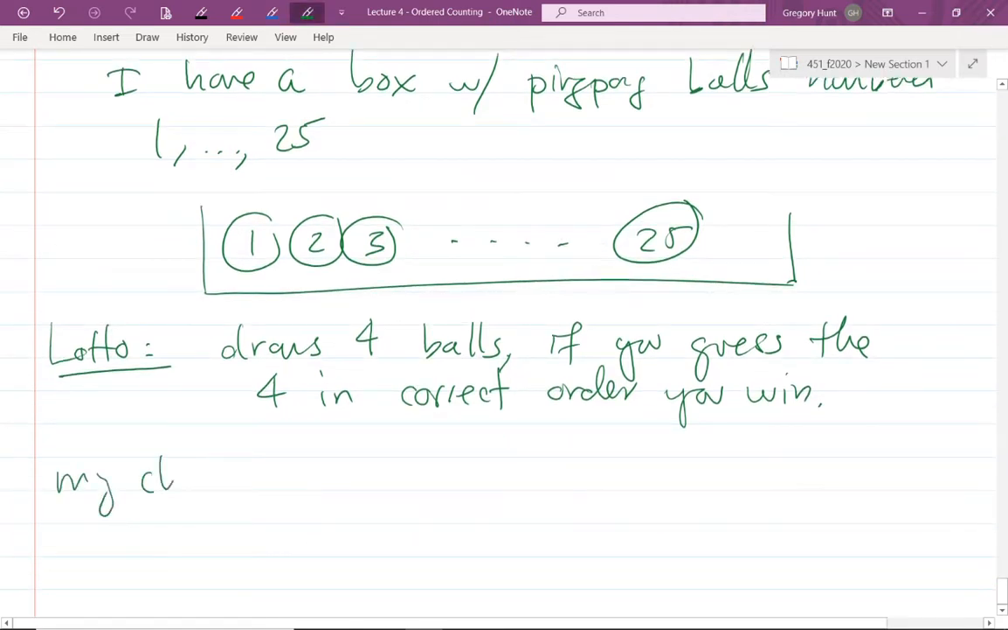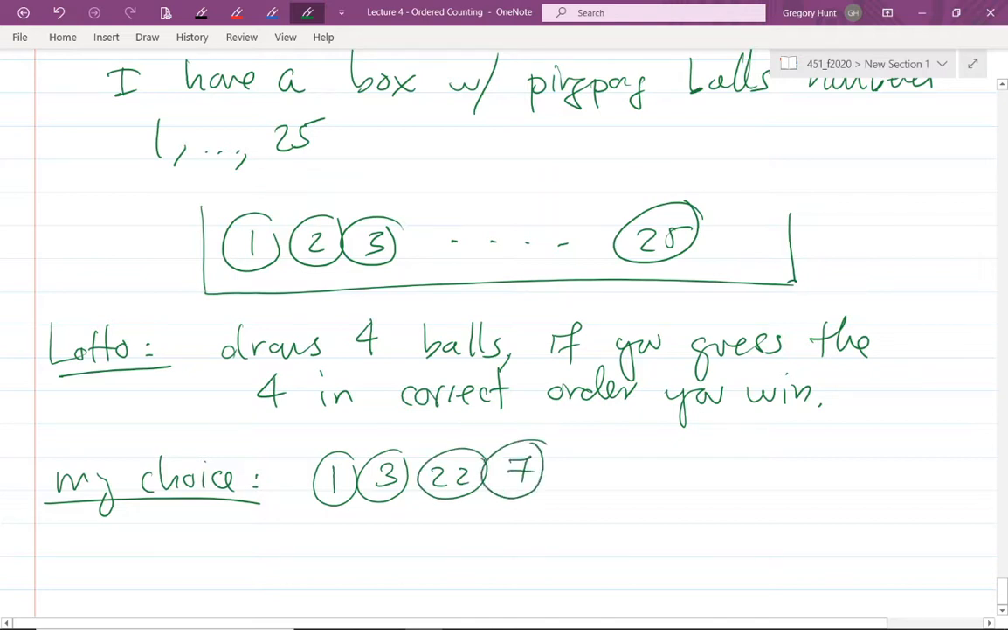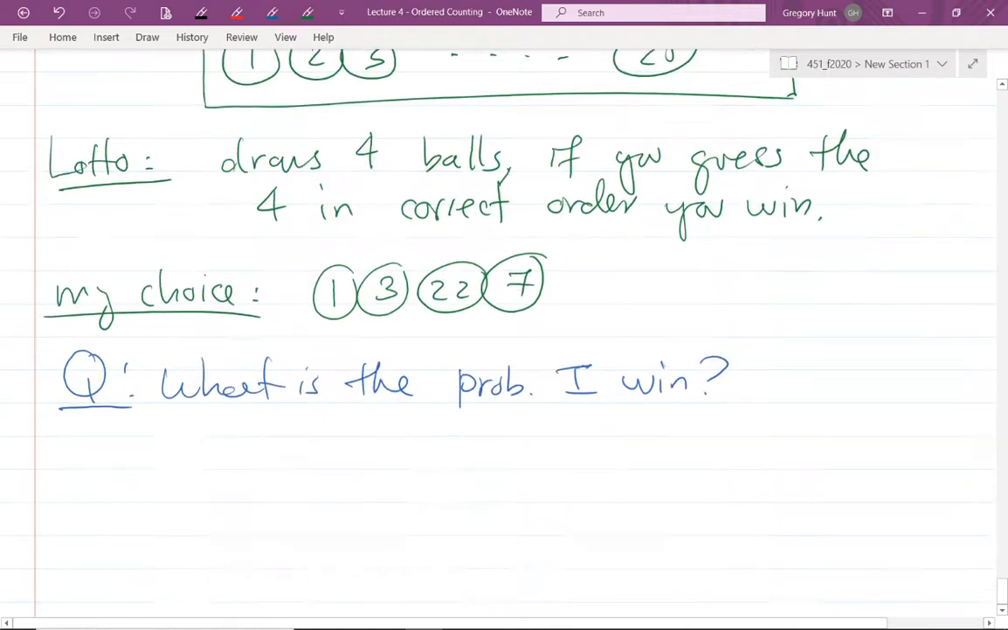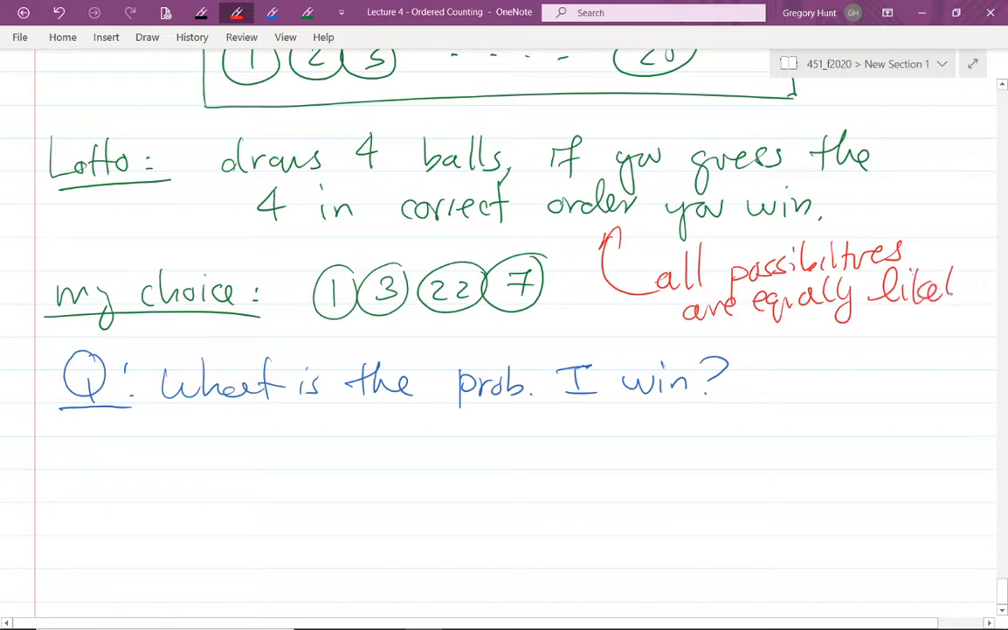So here's my choice. I'm going to play this lotto, and I'm going to say it's going to come out 1, 3, 22, 7. It doesn't particularly matter the order, but it matters that I choose a particular order here. The question, of course, is what is the probability that I win? Let's stipulate here that all possibilities, all drawings, all samples from these 25 are equally likely. In that case, I can say the event that I win, E, is that it comes up 1, 3, 22, 7.